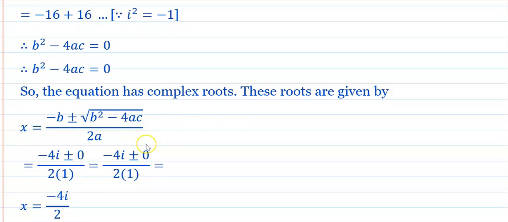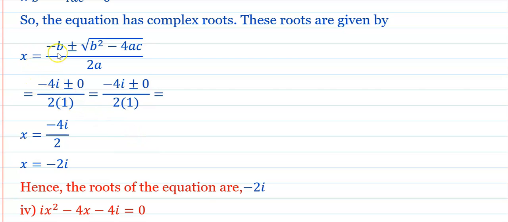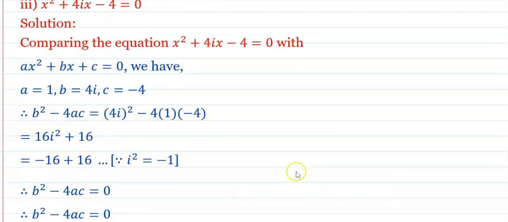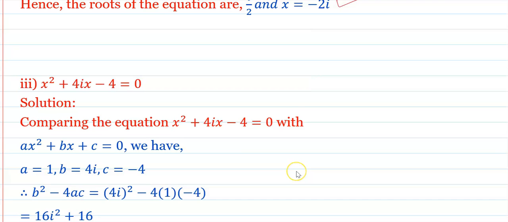These roots are given by: b is equals to minus 4i, and b square minus 4ac is 0. So minus 4i plus or minus 0 upon 2, and therefore you will get x equals minus 2i, and hence the root of the equation is minus 2i. See this.